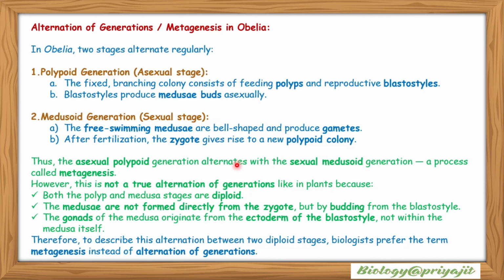Thus, the asexual polypoid generation alternates with the sexual medusoid generation, a process called metagenesis. However, this is not a true alternation of generations like in plants, because both the polyp and medusa stages are diploid. The medusae are not formed directly from the zygote but by budding from the blastostyle stage. The gonads of the medusa originate from the ectoderm of the blastostyle but not within the medusa itself. Therefore, to describe this alternation between two diploid stages, biologists prefer the term metagenesis instead of alternation of generations.